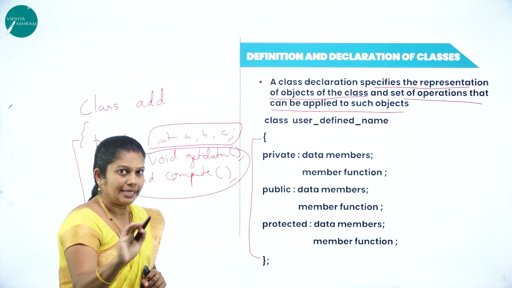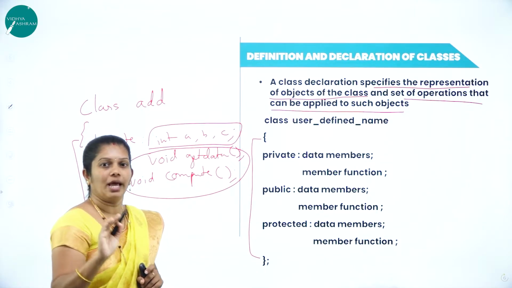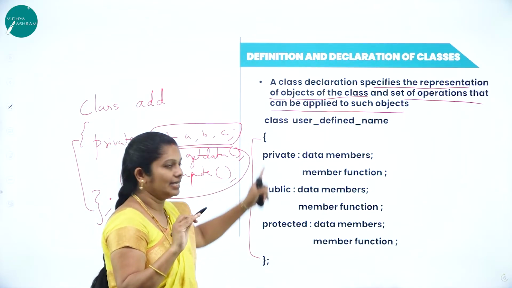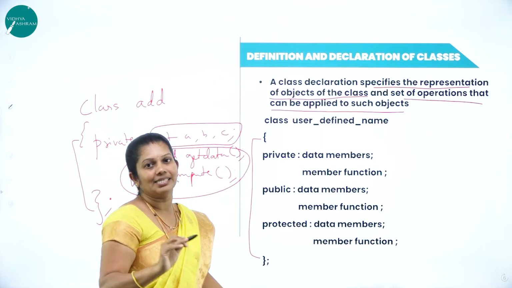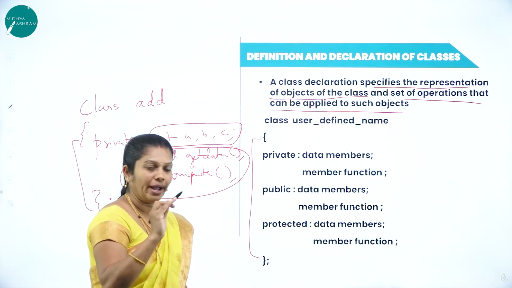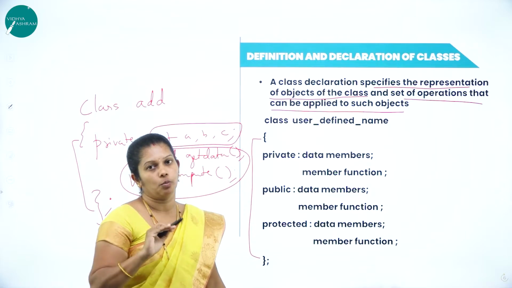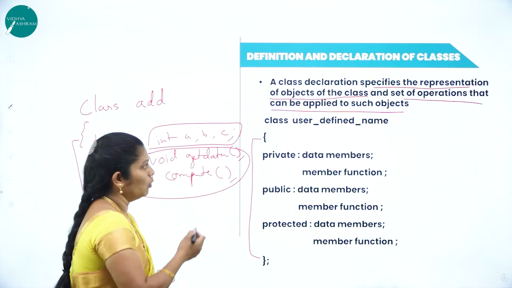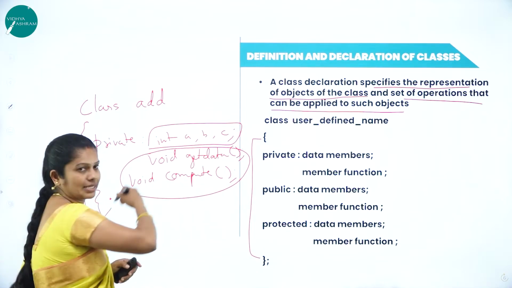In the exam, if they ask you to briefly explain class definition and declaration, then you must write this syntax. This syntax itself carries 2 marks out of 5 marks. The explanation carries 2 marks and the example carries 1 mark. Now we will explain each and every component of this class.